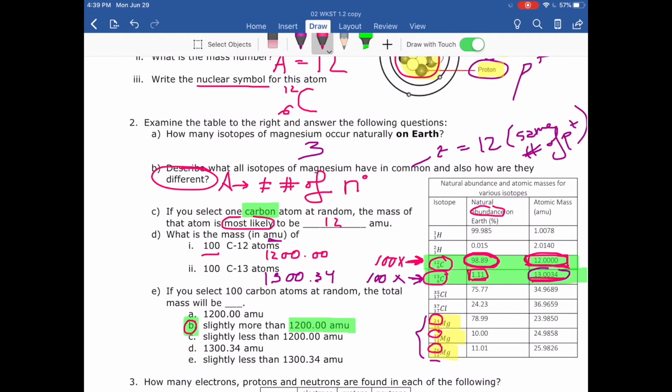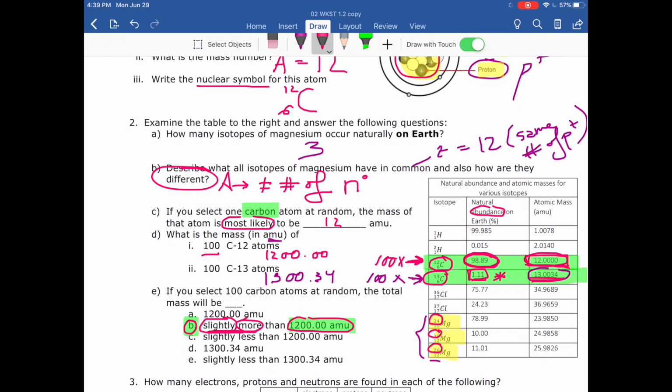So if I have 100 carbon atoms at random, 98% are going to have a mass of 12, and 1% is going to have a mass of 13. So altogether from those 100, more or less the mass is going to be a little higher, or slightly more than 1200. That 1.1% contributes to being a little higher.